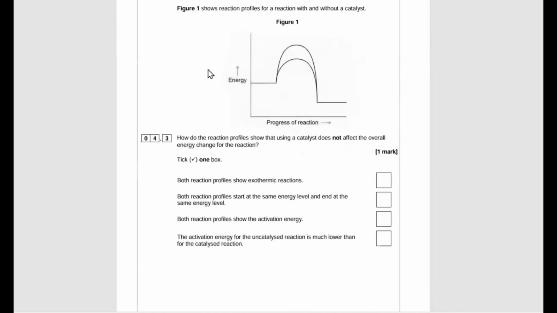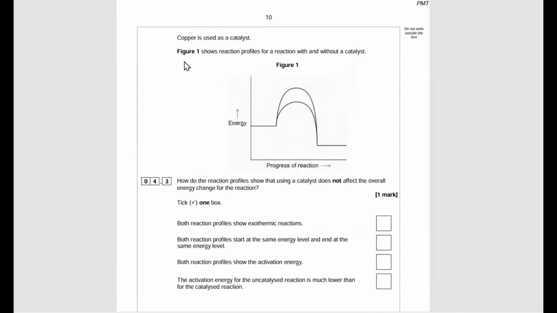Copper is used as a catalyst. Figure 1 shows the reaction profiles for a reaction with or without a catalyst. So we have a reaction profile and another one. How do the reaction profiles show that using a catalyst does not affect the overall energy change for the reaction?